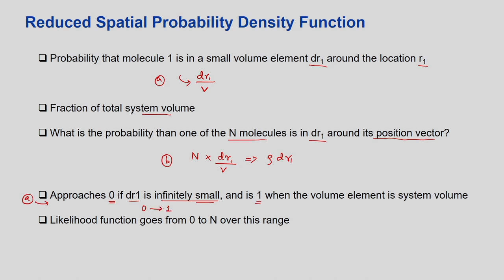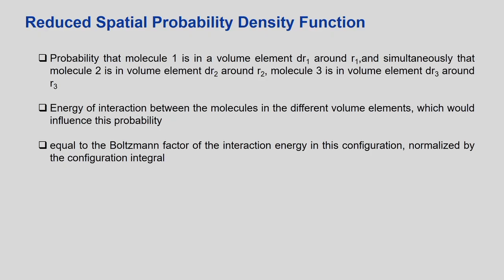Now, when you talk about the probability density, initially when dr1 is very small, it will be 0, and when it is very large, it will be V. So, V cancels out, and it will be N. So, here your range will be from 0 to N. We have changed the range from 0 to 1 to 0 to N. This is what we have to find out: the probability distribution.